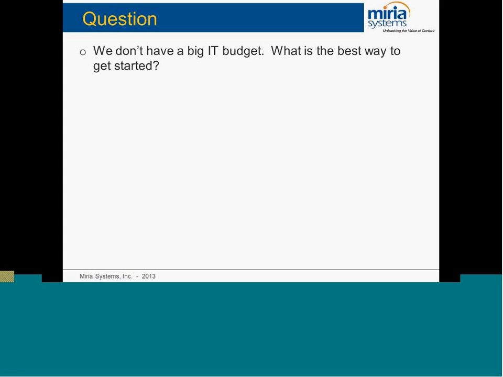We don't have an IT budget. What is the best way to get started? You can get started with accounts payable in scanning, what we call intelligent capture and handling, for probably somewhere between $25,000 and $50,000, with the emphasis being on the $50,000 side, depending on what you need or how many invoices you're processing and how many people are involved.